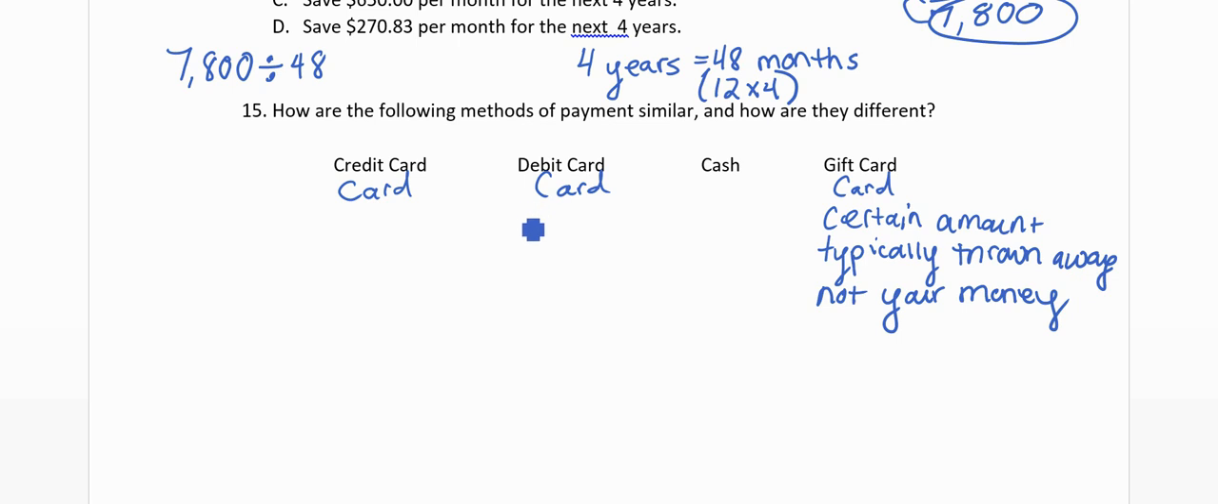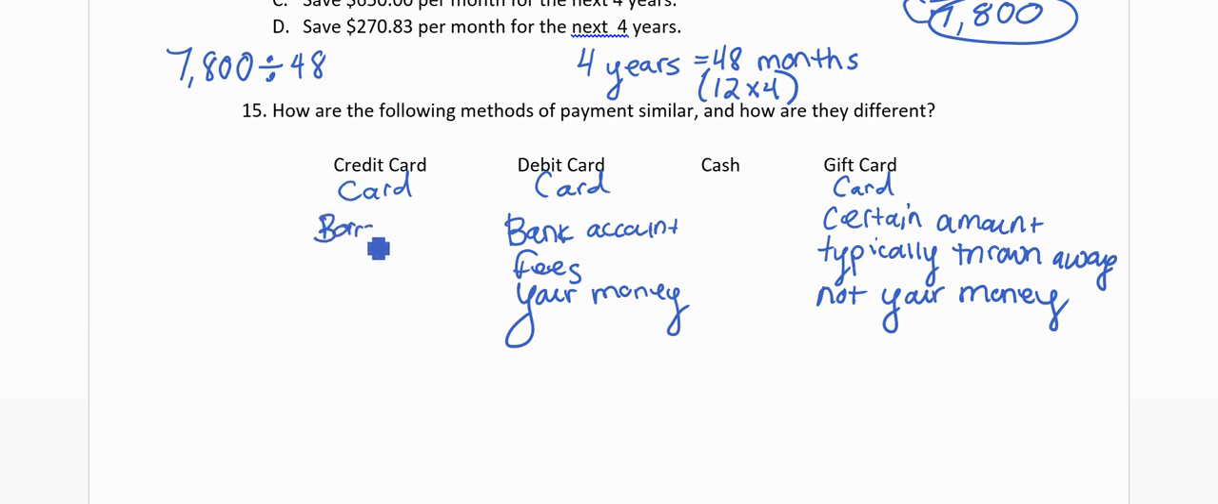A debit card is linked to your bank account. It can have some fees, but it is your money. Where a credit card is borrowed money. It can have fees. It can have interest that you have to pay. And it can lead to debt.